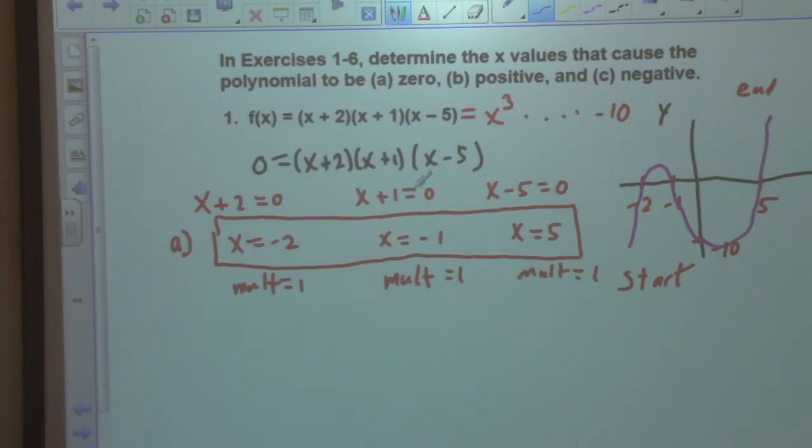Okay, so now we're going to answer these questions. B, positive, and I'm going to use this thing. So what happens is positive is above the x-axis, right? So all of this right here, what's above the x-axis is an answer for B. So B, positive where? Between negative 2 and negative 1, union 5 to infinity, right?